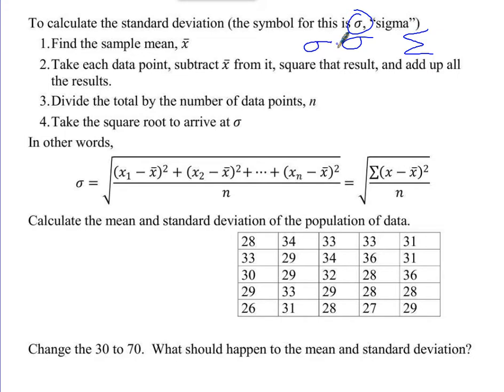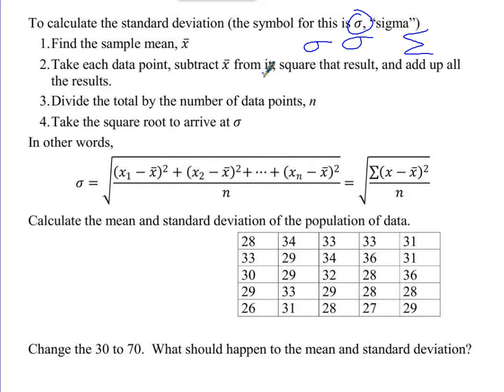The first thing you're going to do to find the standard deviation is find the sample mean. You have to find the mean of the data that you're talking about, X bar, and then that's just going to hang out for a second. Then you're going to take each data point that you have and subtract it from X bar. And then you're going to square that result. You're going to do that for each individual data point. Take the data point, subtract X bar, square the result.